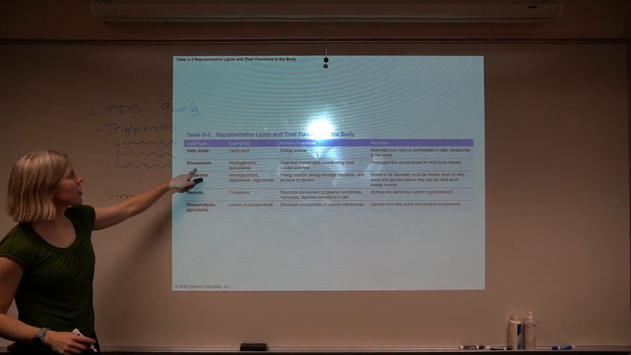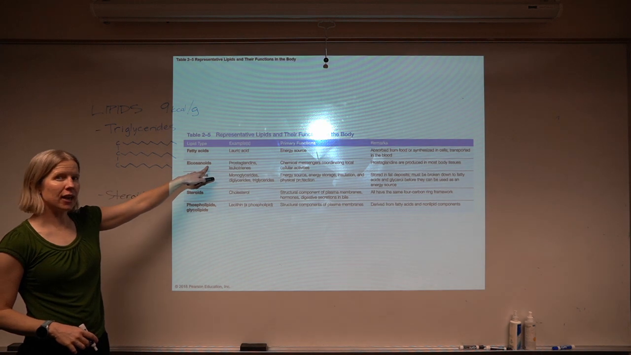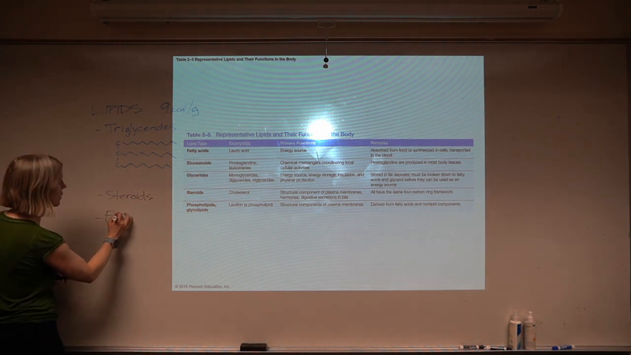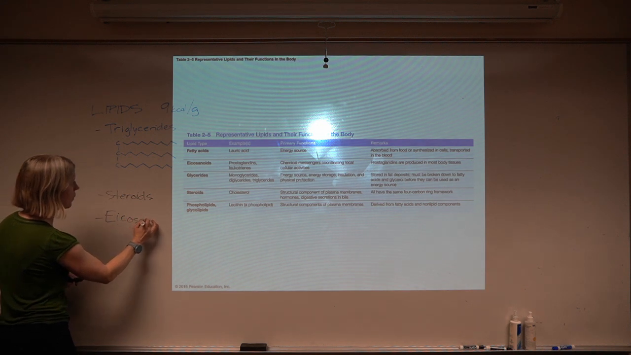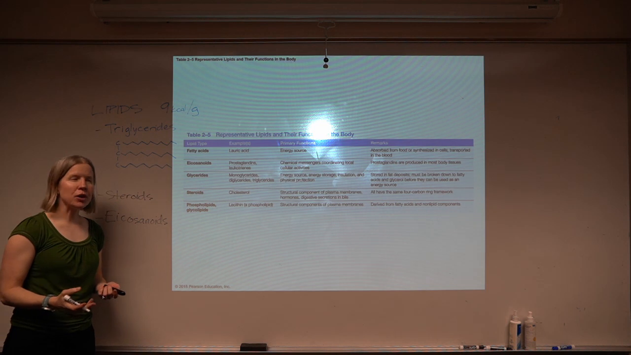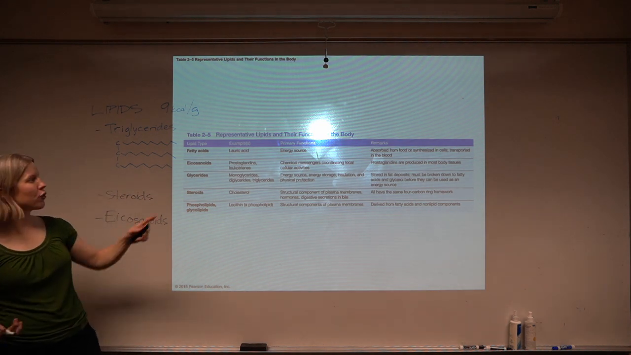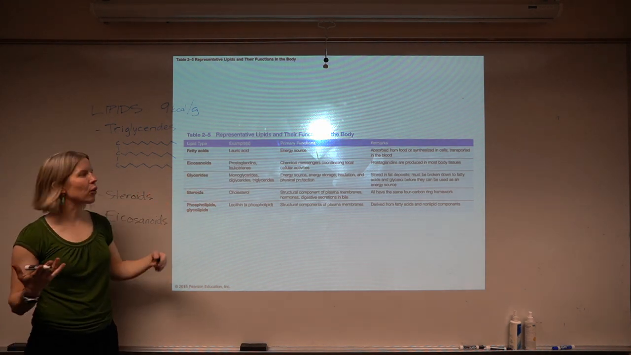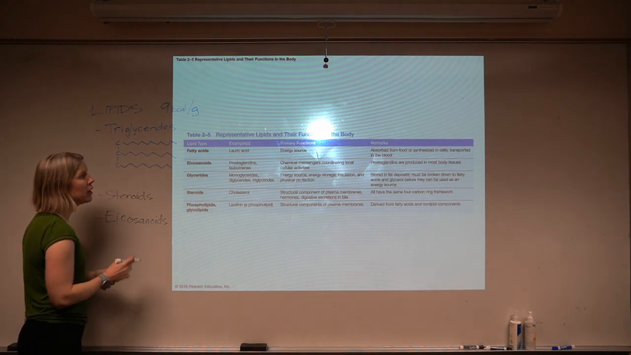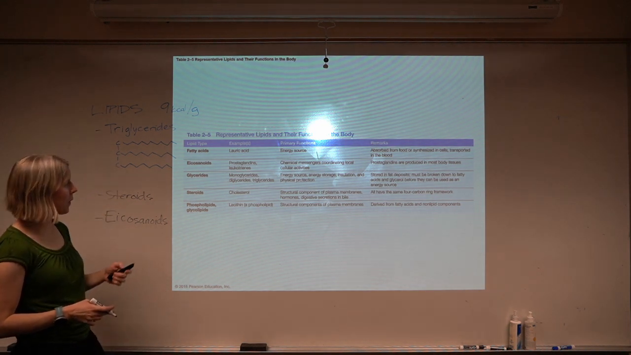Let's see. There's another group, these are the icosanoids. I know that's a weird word. Icosanoids. These will come up a couple times. They tend to be chemical messengers. Prostaglandins are the one that you're most likely to have heard of if you need an example there.